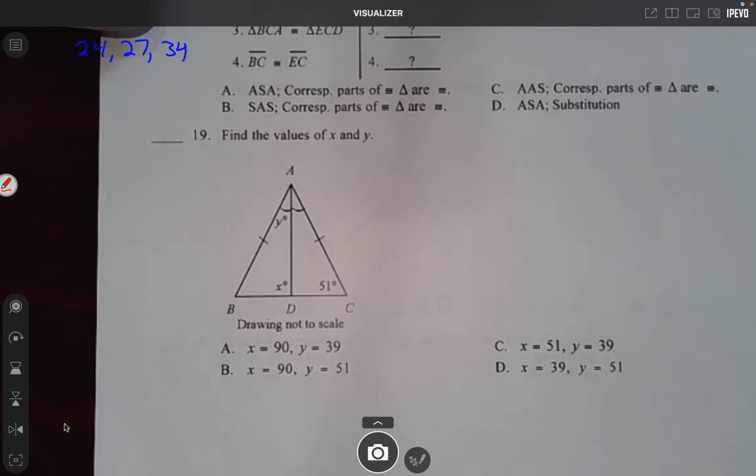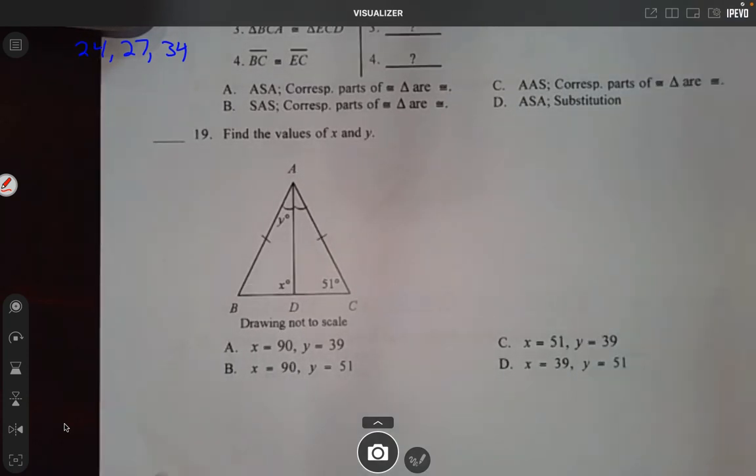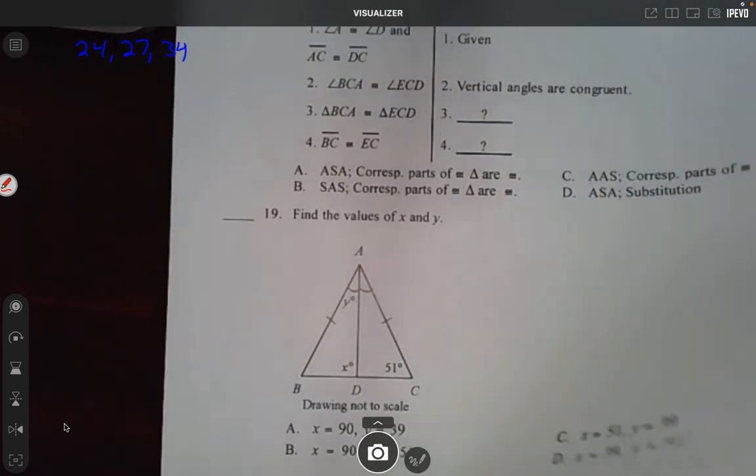Why couldn't you just do 90 minus 90 minus... Because that gives you the same answer. Yeah, you could, because one of them is 90 already. That's why you could do that. I was just trying to be consistent. I've been doing 180 the whole time.